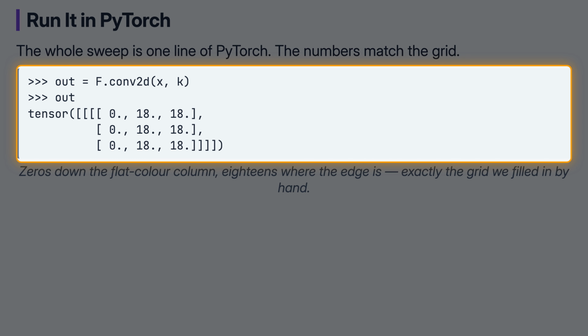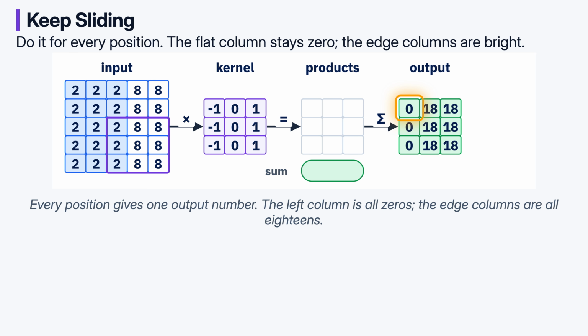The whole sweep is one line of PyTorch, a single call to conv2d. The output tensor matches the grid we filled in by hand. The first row reads 0, 18, 18, 0 where the color was flat, and 18 at the edge. Do this at every position and the output grid fills in. The left column is all zeros, where the color was flat. The other columns are all 18s, right along the edge. The output is a little picture too, dark where flat, bright at the edge.